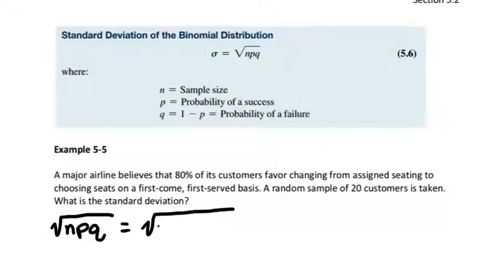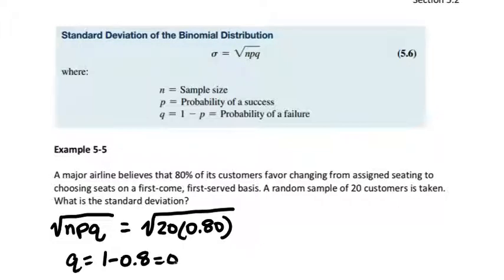So n is 20, p is 0.8, and q is 1 minus 0.8, which is 0.2. So I'm multiplying those three numbers together and then taking the square root. And if I do that on a calculator, I get an answer of 1.7889. So that would be my standard deviation.